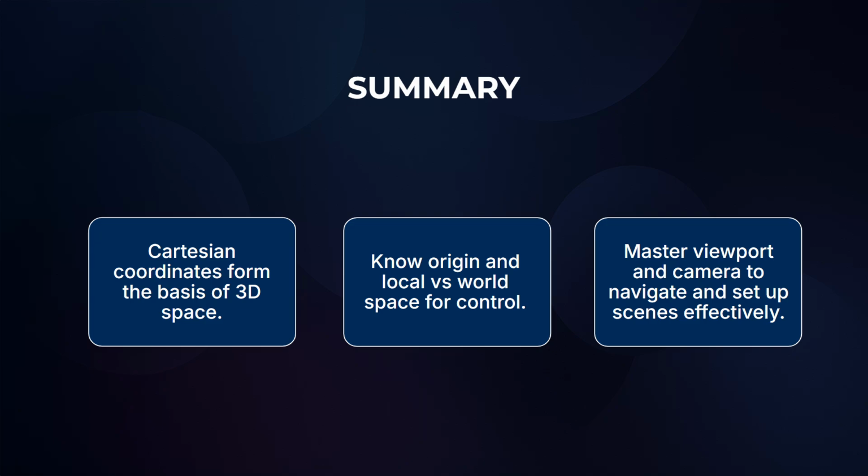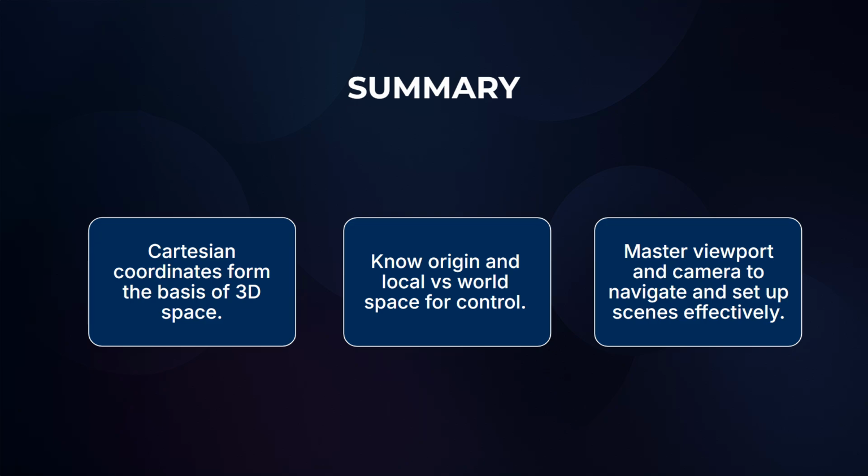Then we looked into the Cartesian coordinate system, which is the heart of navigating the space. The X, Y, and Z axis aren't just lines. They are your map. X helps you move left or right, Y moves you forward or backward, and Z lifts you up or down. When combined, they allow you to position and rotate objects with pinpoint accuracy.